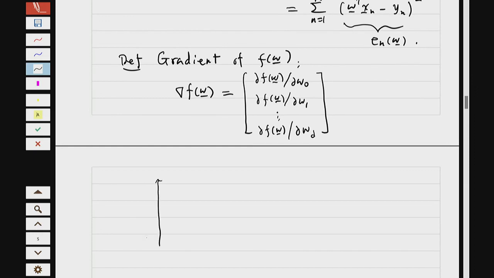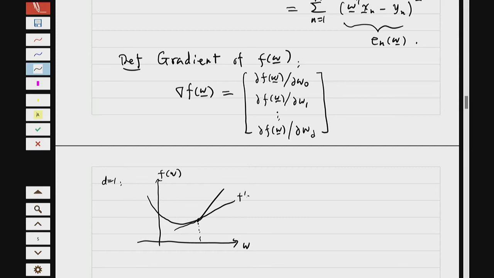If you look at the d equal to 1 case, maybe a function that looks like this, and say, well, I want to know the derivative at this point. You could look at this point and just draw the tangent line. So this would be f prime of w. F prime of w would be just a one-dimensional version of the gradient, because the gradient is nothing more than the derivatives.